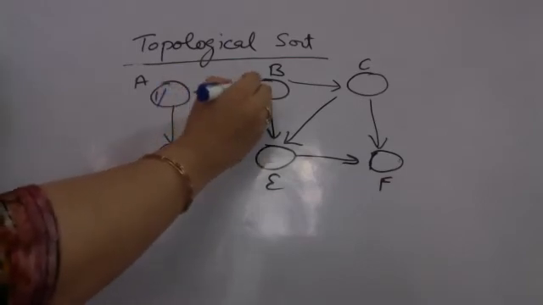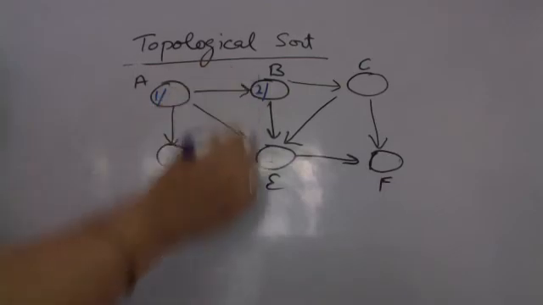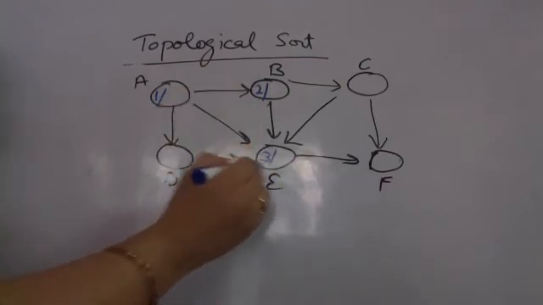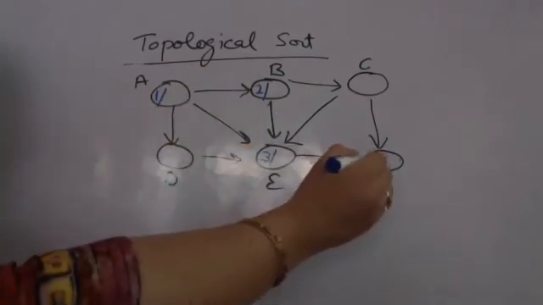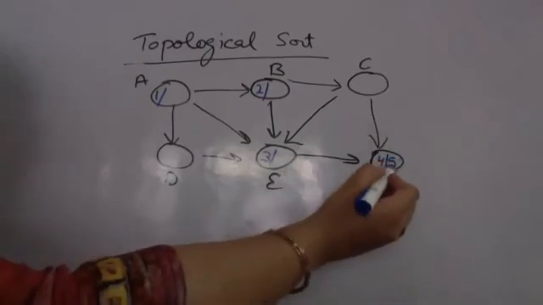Supposedly you go here, you discover B. From B, you discover supposedly E. From E, you are discovering F. And from F, you cannot discover anything further. So you will be finishing F.